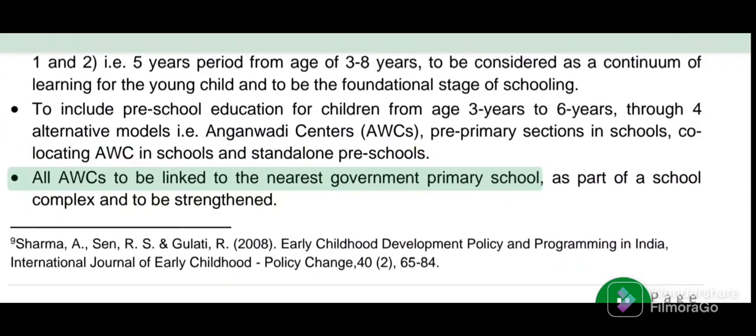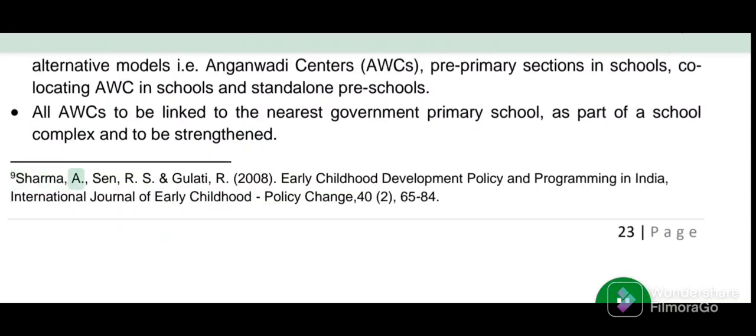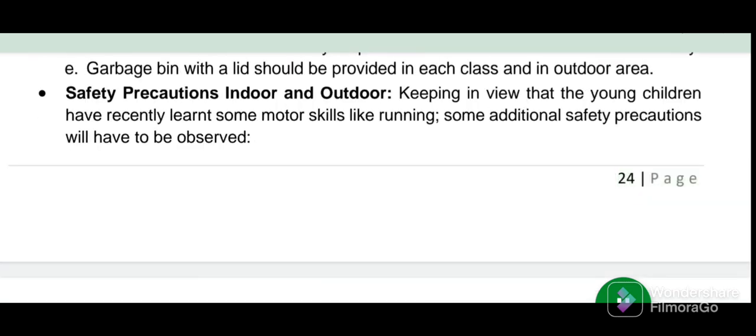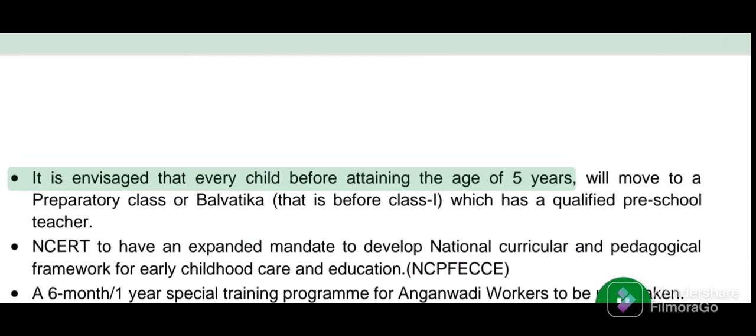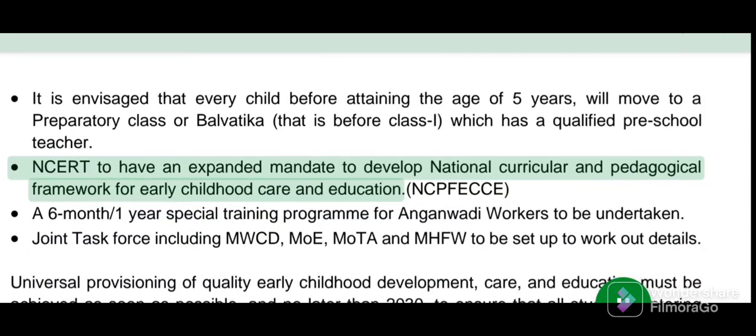All AWCs to be linked to the nearest government primary school, as part of a school complex and to be strengthened. Sharma, A., Sen, R. S. and Gulati, R. 2008. Early Childhood Development Policy and Programming in India, International Journal of Early Childhood Policy Change, 42, 65-84. It is envisaged that every child before attaining the age of 5 years will move to a preparatory class, a Balvatika, that is before class 1, which has a qualified preschool teacher. NCERT to have an expanded mandate to develop national curricular and pedagogical framework for early childhood care and education.